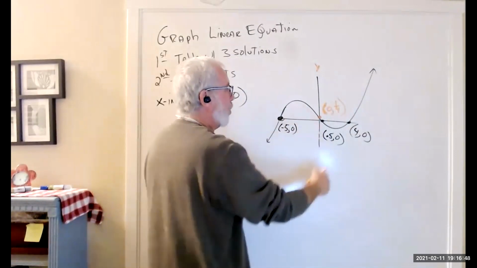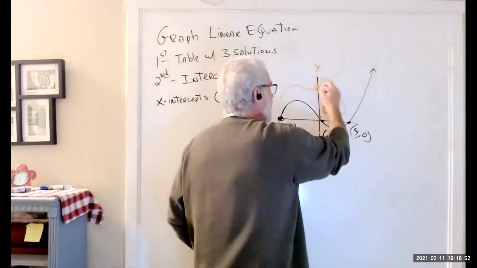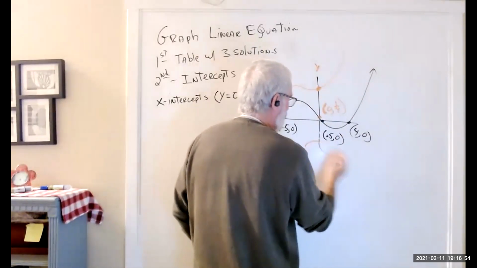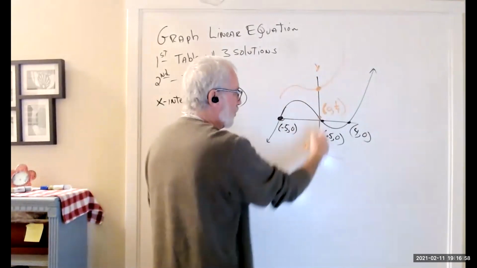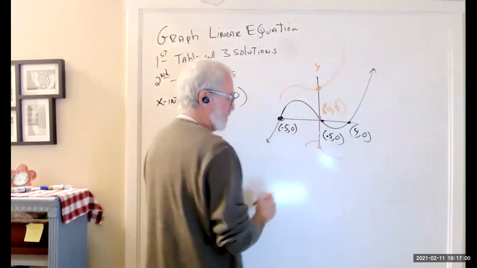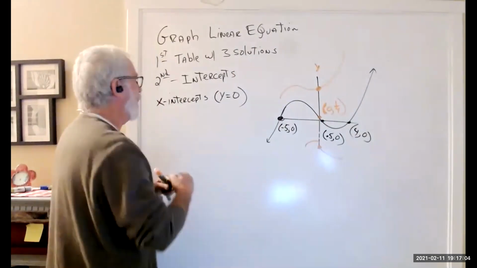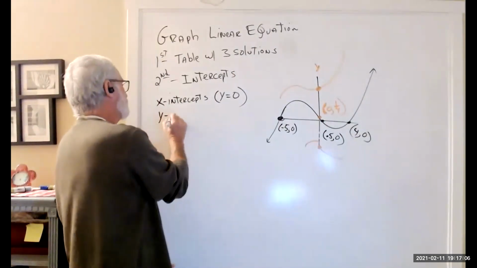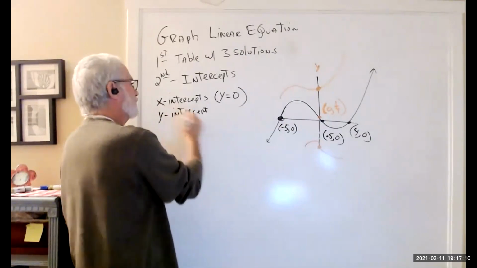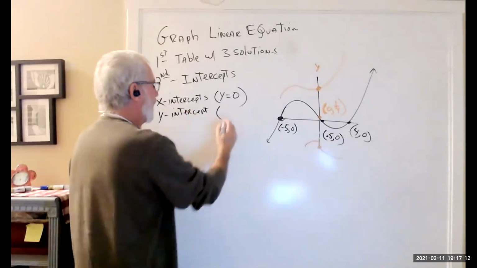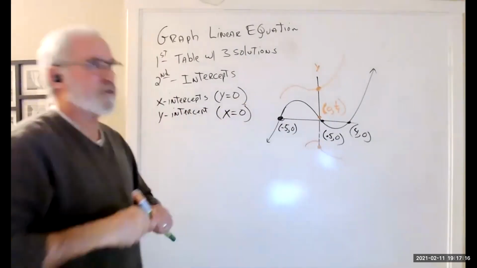Again, what will be true about every Y-intercept in the world? What will be true about all of those Y-intercepts? X will be 0. Bingo, you got it. So for the Y-intercepts, did you say X is 0? Yeah, X is 0.